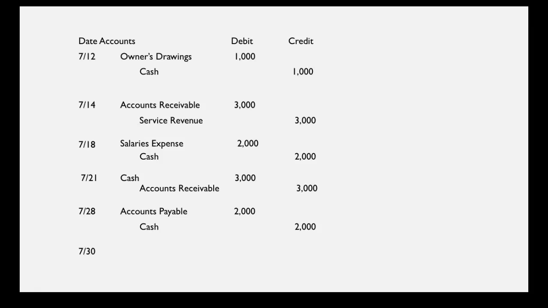So now July 30th, it says performed services for a customer. We earned $12,000 in revenues, received $8,000 in cash, and the remainder is on account. So this is pretty similar to what we did up on July 14th, but there's an extra piece to it. So we performed services for a customer. Well, back on the 14th, when we performed services, we knew that service revenue had to be included. So we will be including service revenue here.